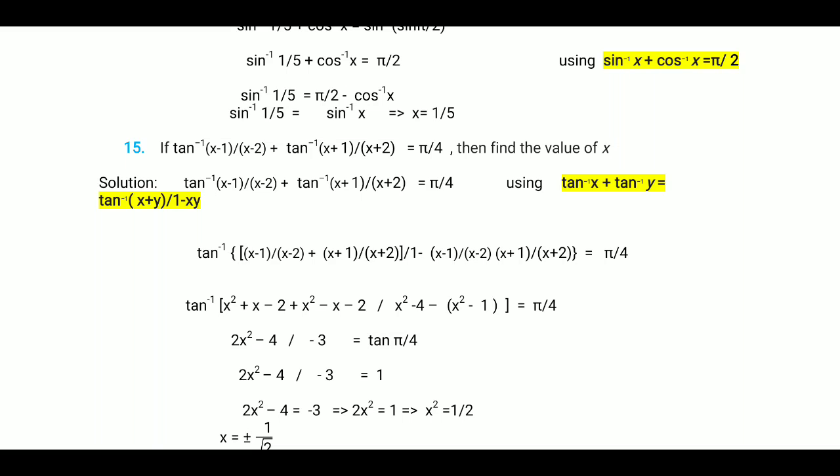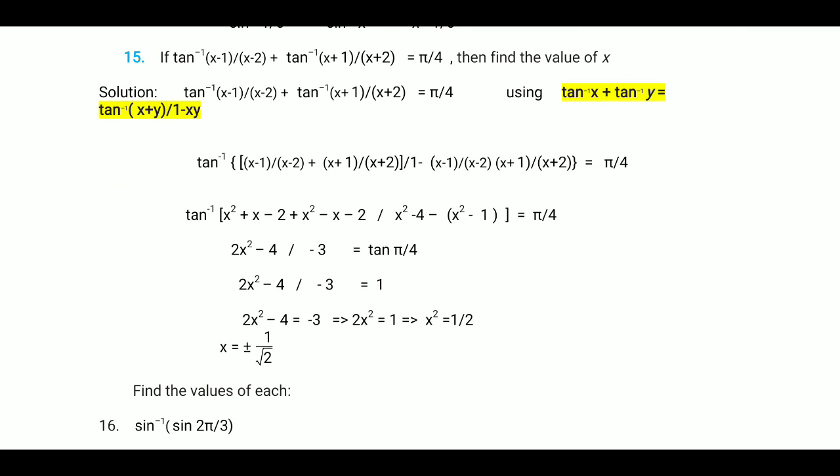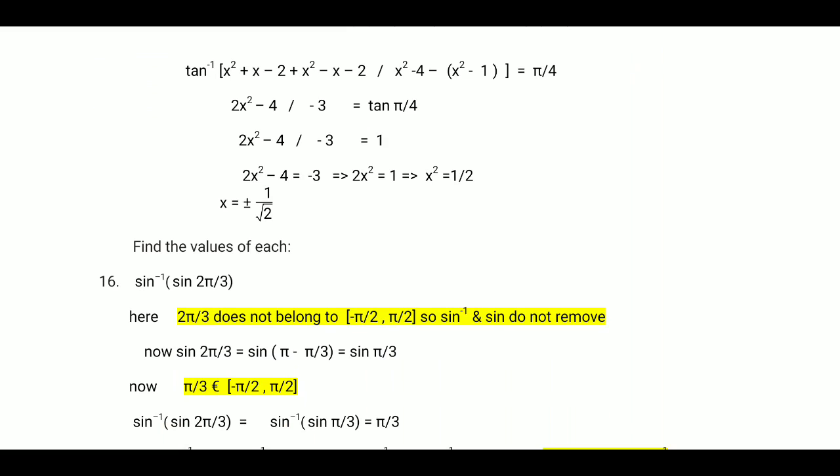Now taking tan inverse to the right side, that will become tan, and solving the inner values, it becomes (2x square minus 4) upon minus 3 is equal to tan pi by 4, and tan pi by 4 means tan 45, that is equal to 1. Thus we get (2x square minus 4) upon minus 3 is equal to 1, and this implies 2x square minus 4 is equal to minus 3. That shows 2x square is equal to 1, which shows x square is 1 by 2. So x is equal to plus minus 1 upon root 2. This is the value.